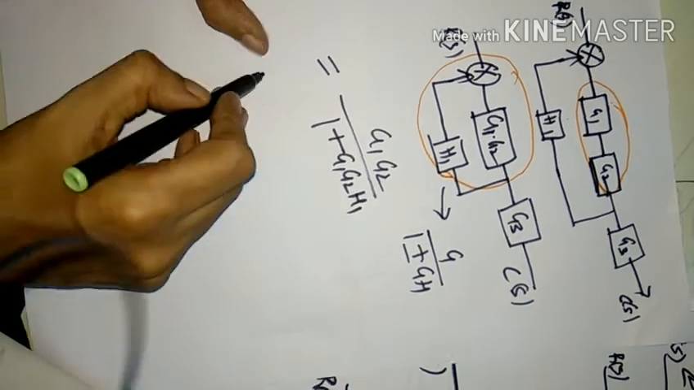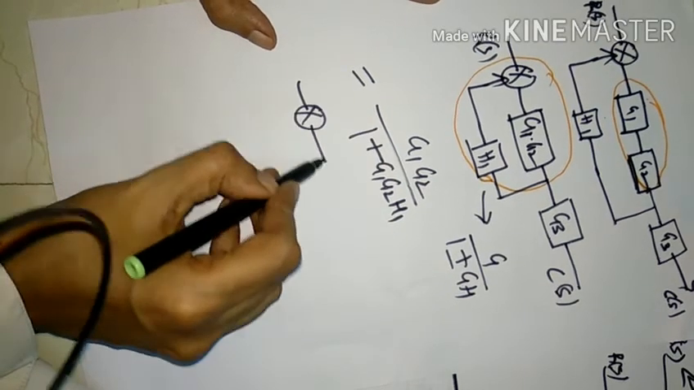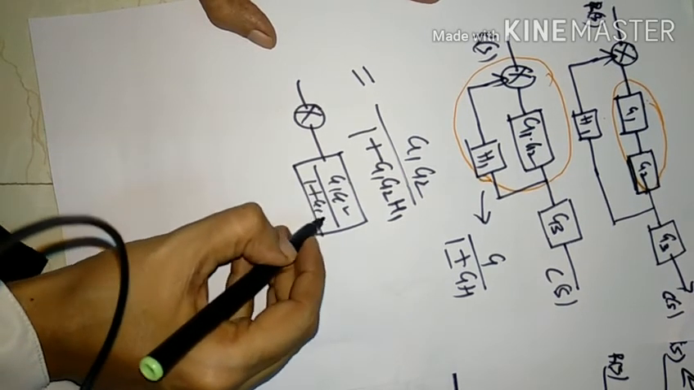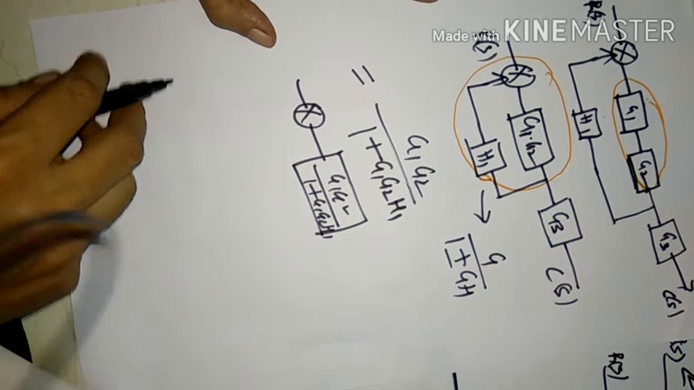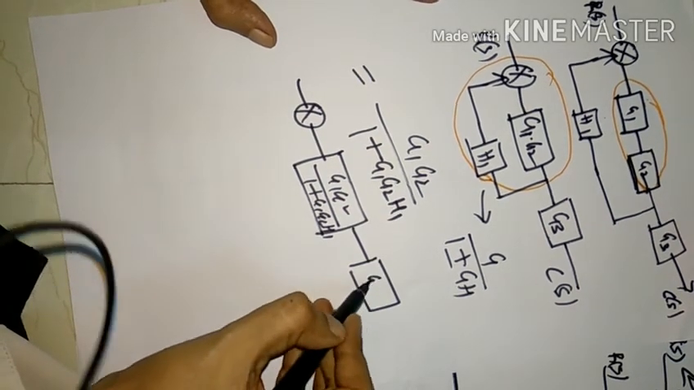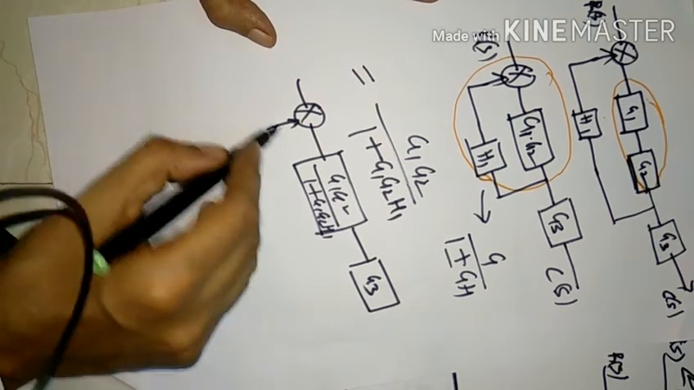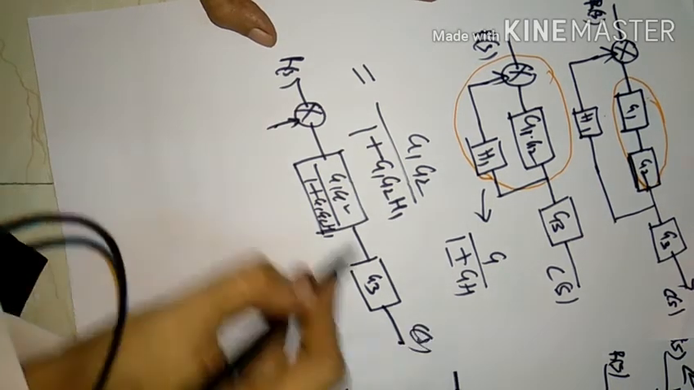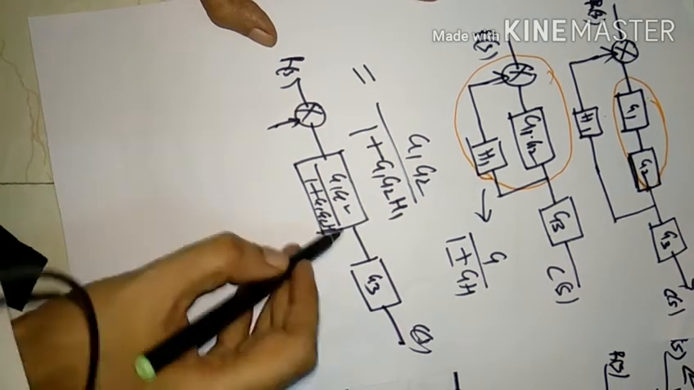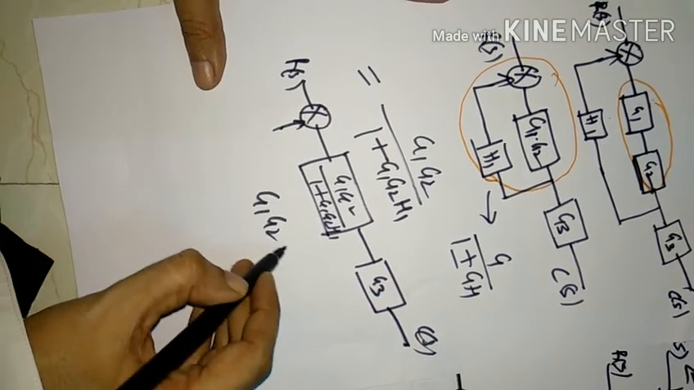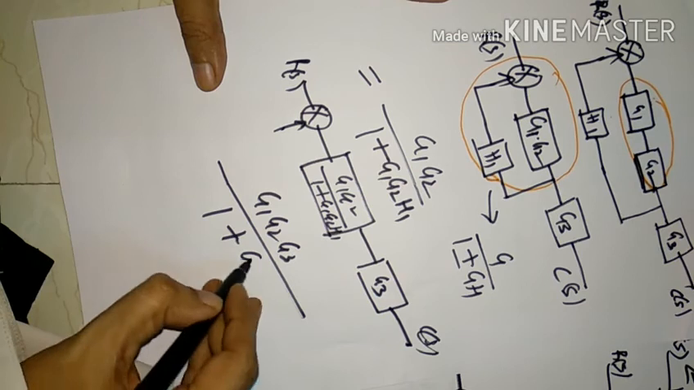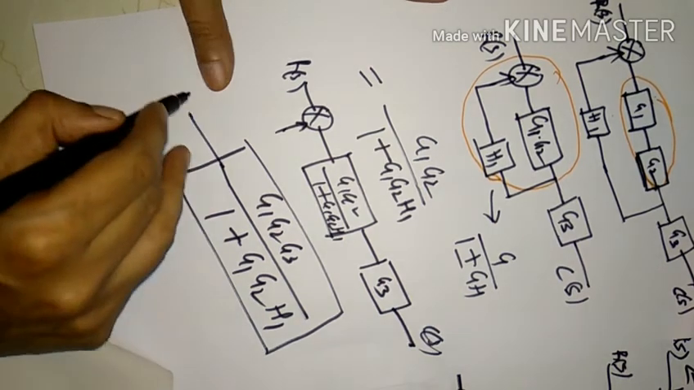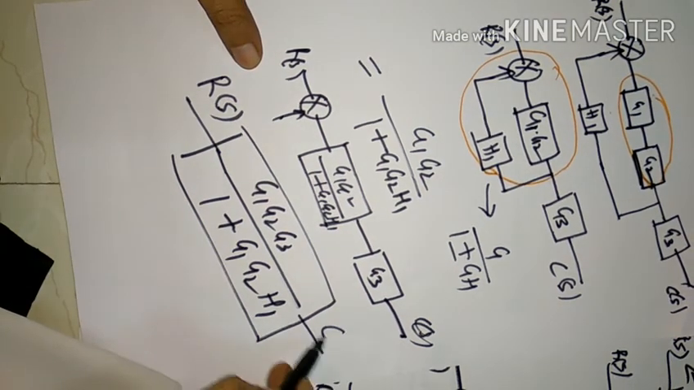So this is the block. Now again the diagram will be converted like this. This is the diagram and the block will be written as G1 G2 upon 1 plus G1 G2 H1, and here it is G3. There will be no loop; this loop will be cancelled out. Now these two blocks are in series, so it will become G1 G2 G3 upon 1 plus G1 G2 H1, the final one block, having input R(S) and output C(S).